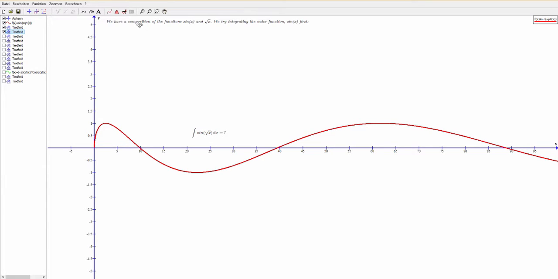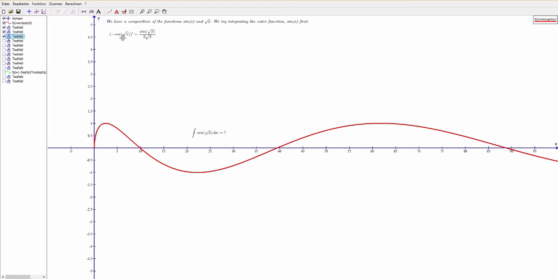So, as I've said, we have the composition of the functions sine of x and square root of x, and we will integrate the outer function first, which would give us a minus cosine. The integral of the sine is the minus cosine, and we will leave the square root of x inside. So we will try the minus cosine of the square root of x, and we will take the derivative of it.